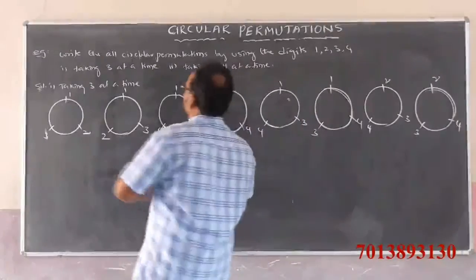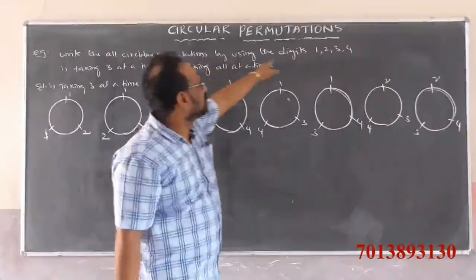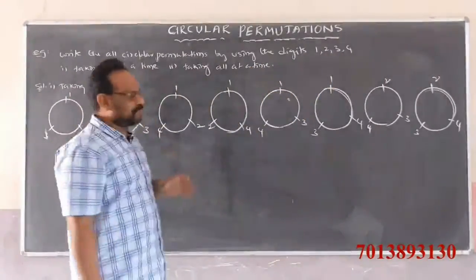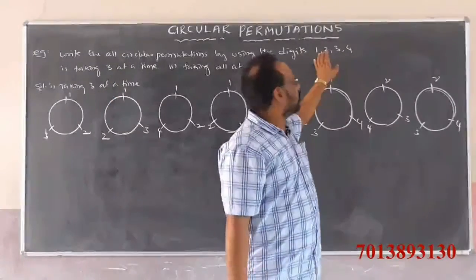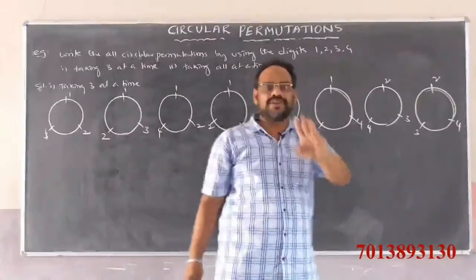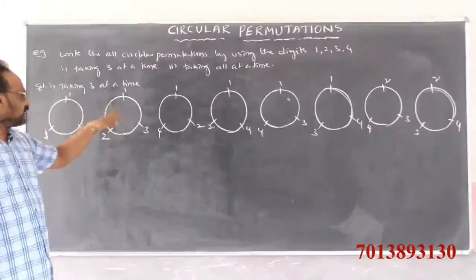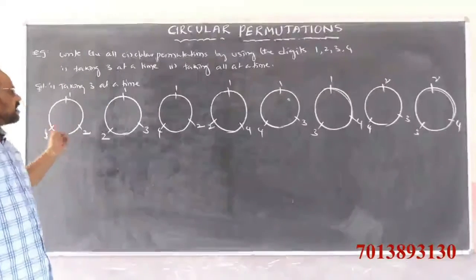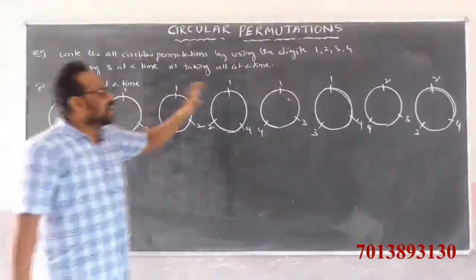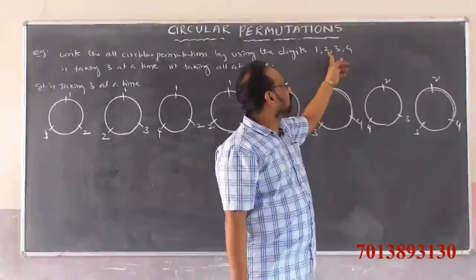So, write all the circular permutations by using the digits 1, 2, 3, 4, by taking 3 at a time. The first possibility is 1, 2, 3. That is the circular permutation 1, 2, 3, and this is the clockwise direction. The anti-clockwise direction is also 1, 2, 3. We get 2 permutations.